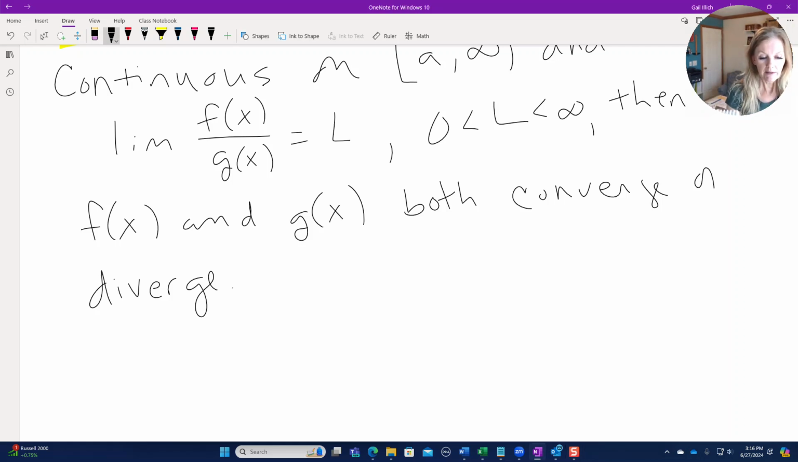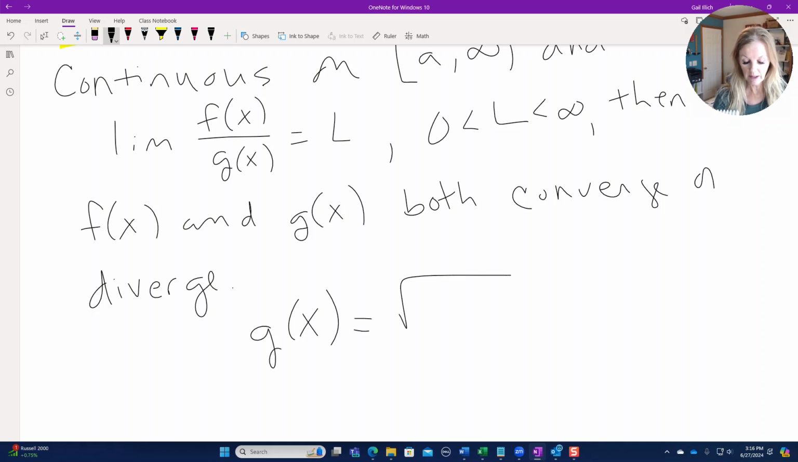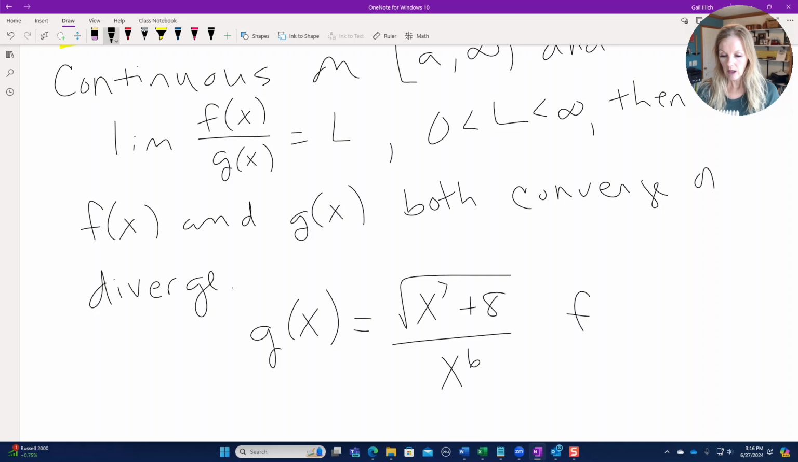All right, so let's let g of x be the original integrand, the square root of x to the 7th plus 8 over x to the 6th. And a good f of x would be just without that plus 8 in there, so the square root of x to the 7th over x to the 6th. I'll show you why that's a good choice in a minute, because it's going to be easy for us to decide whether it converges or diverges.